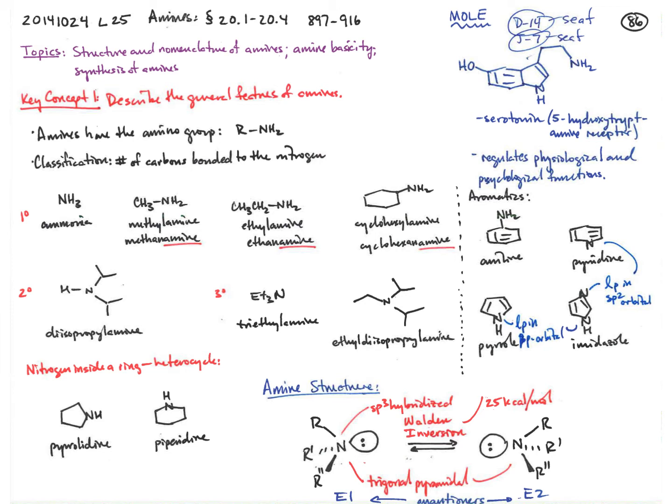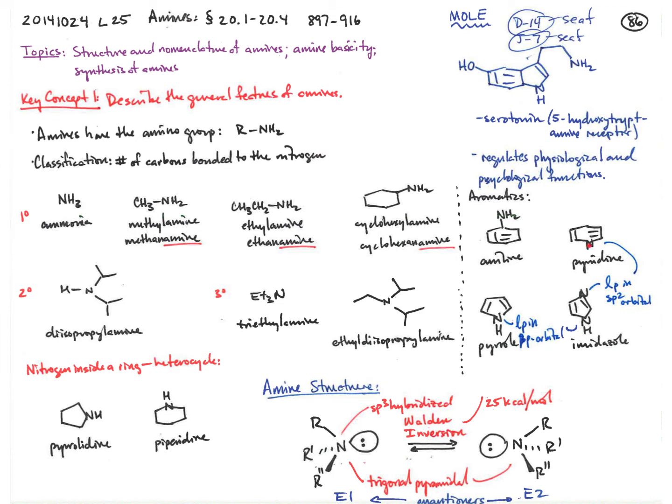So we can also have the nitrogen inside a ring. So these are called heterocycles. So the 5-membered ring here is called pyrrolidine. The 6-membered ring is called piperidine. We can also have aromatic amines. So the amine bonded to a benzene ring, that's called aniline.